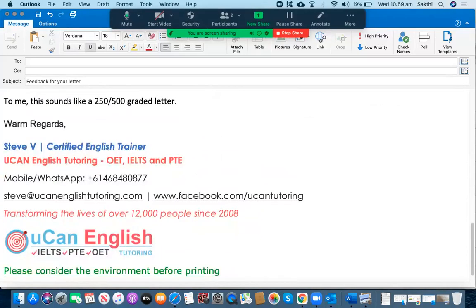I wish you good luck with your next letter. Please go through these things, okay? Firstly, because you need to identify these mistakes, okay? And then you have to prevent them from happening once again.